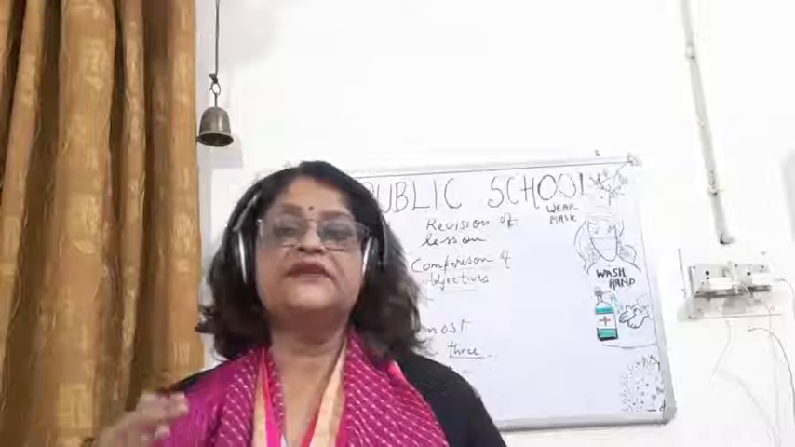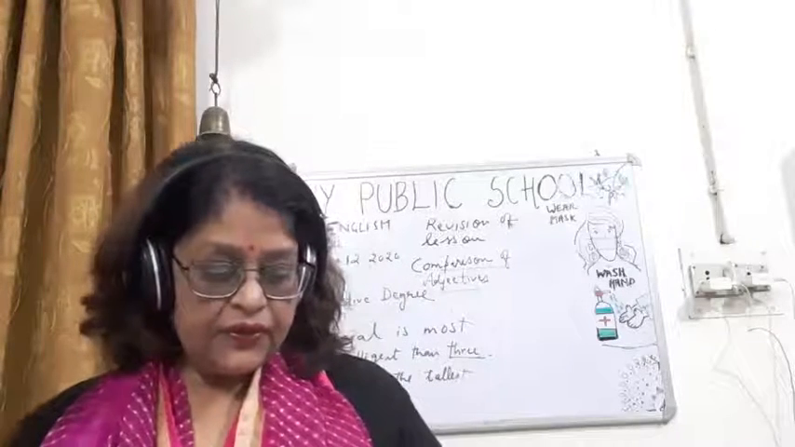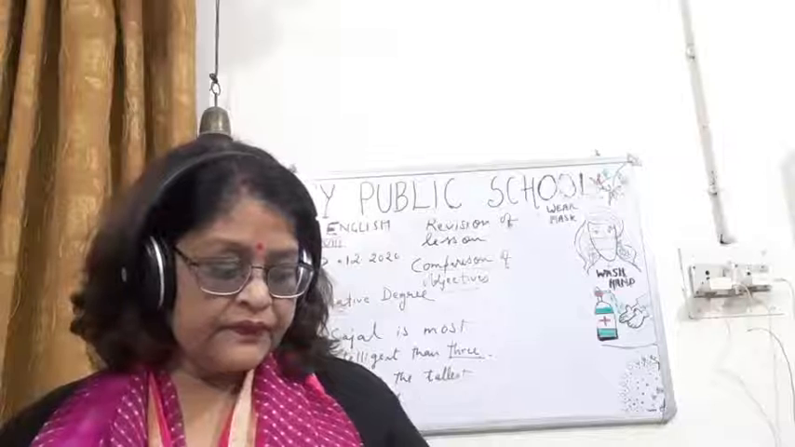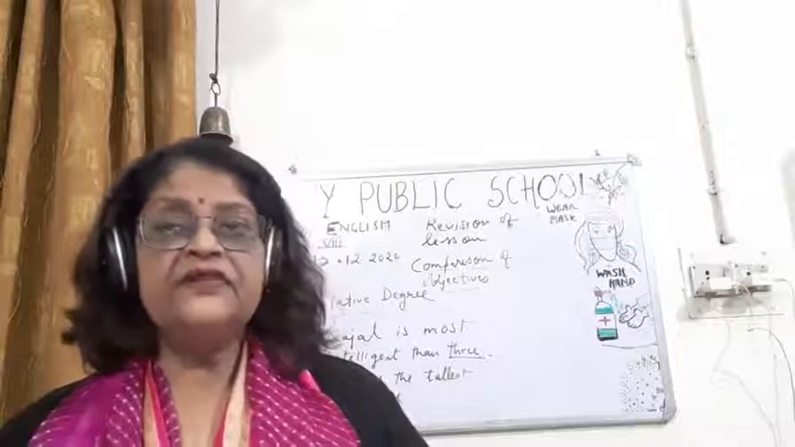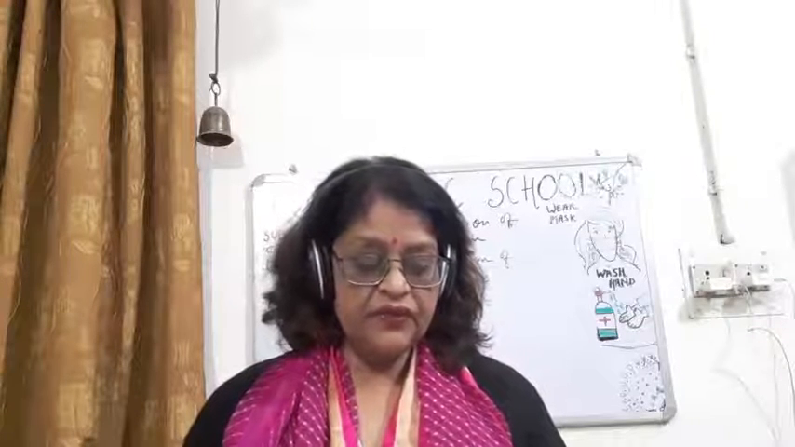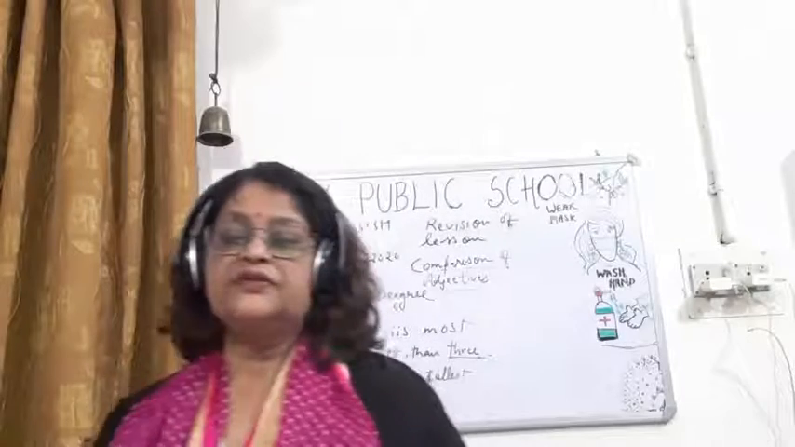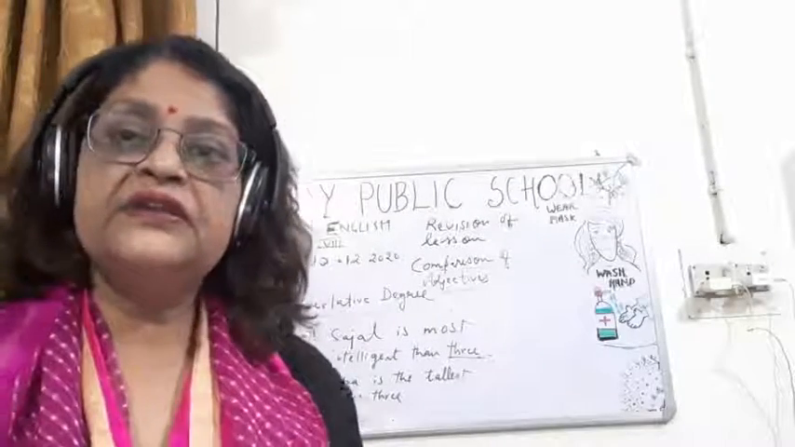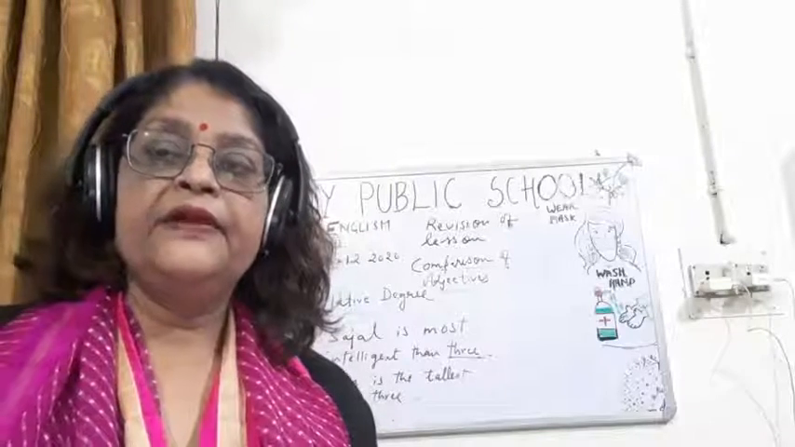The comparative degree is generally followed by the word "than", and the superlative degree is preceded by "the" and followed by "of". Okay, so children, in the comparative degree, as I told you, "than" is followed. In the superlative degree, generally "the" comes before superlatives and is followed by "of". And adjectives like superior, inferior, senior, junior are followed by "to". Okay, so children, these are the main points of the adjective which should be noted by you all.